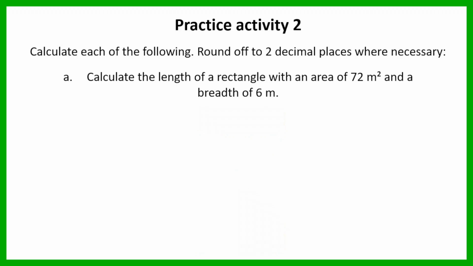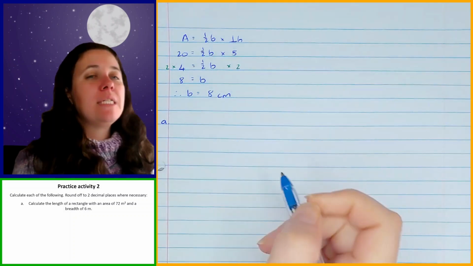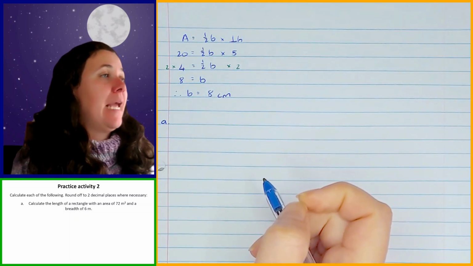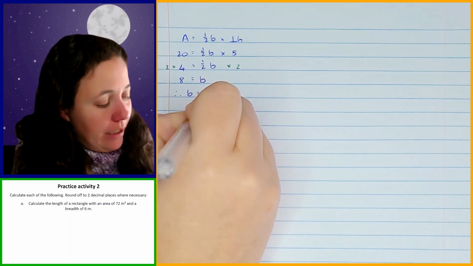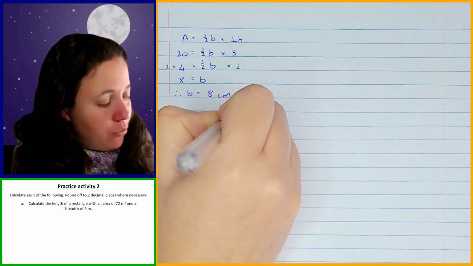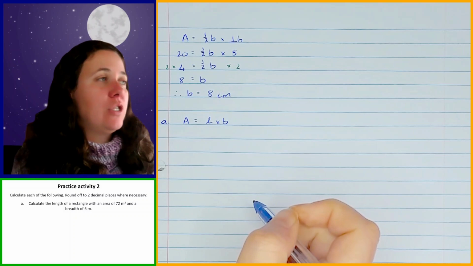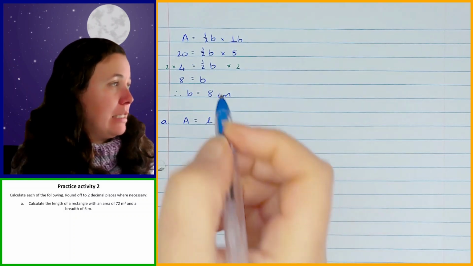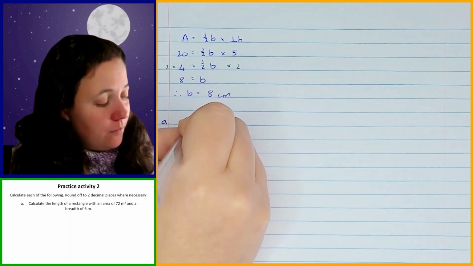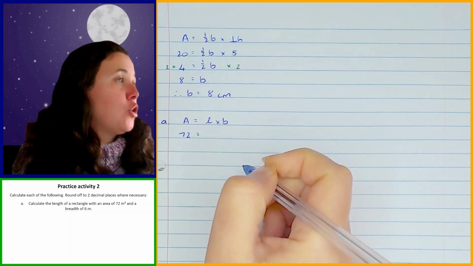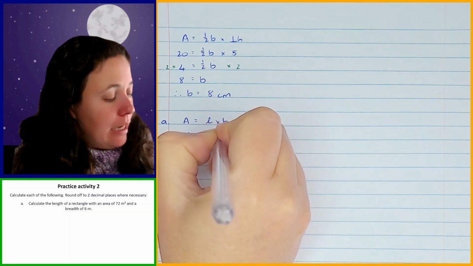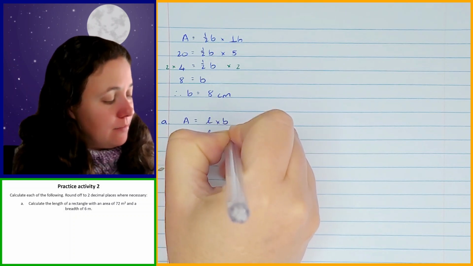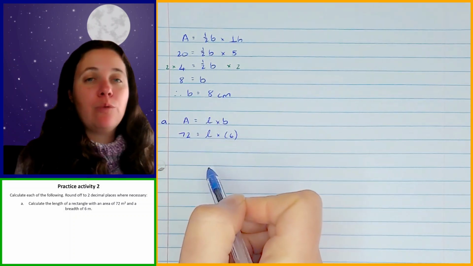Okay, so let's go through that example. First of all, we are working with the area of a rectangle, so we're going to write down the formula: area is length times breadth. And then we're going to fill in the values that we've got. The area is 72, and we've been told the breadth is 6, and we need to work out the length. So it's going to be L multiplied by the breadth, which is 6. Okay, so that's what you get when you substitute in.